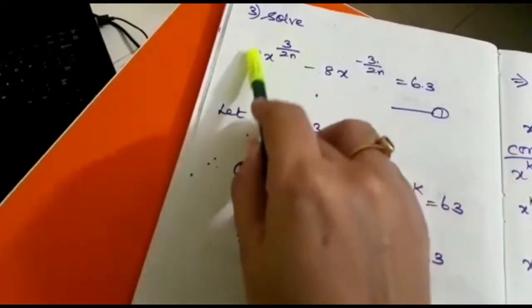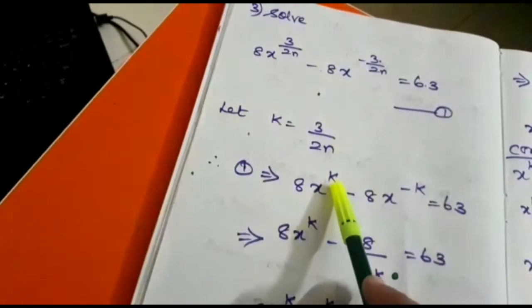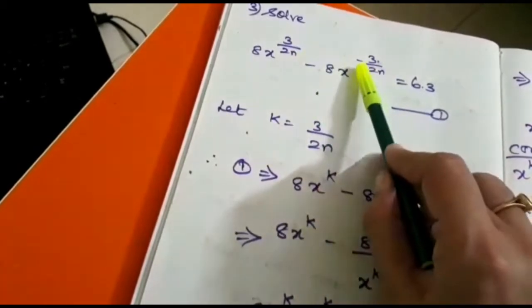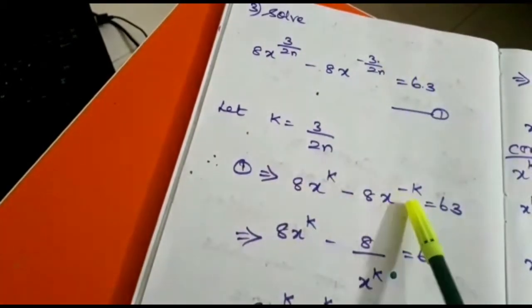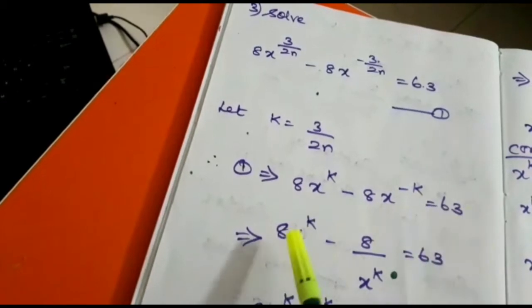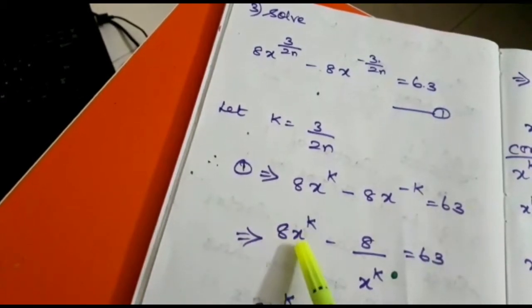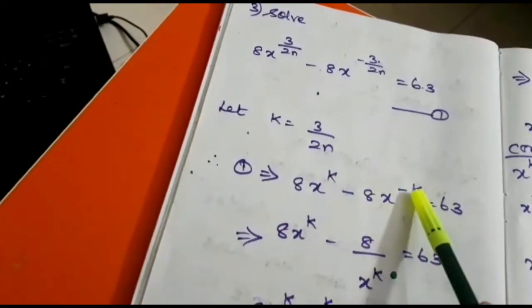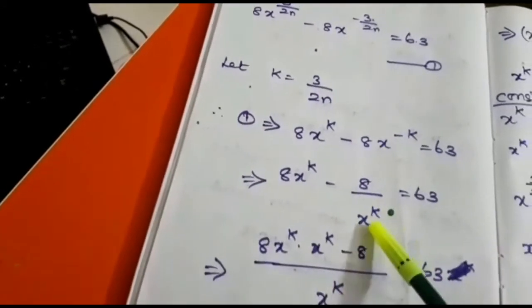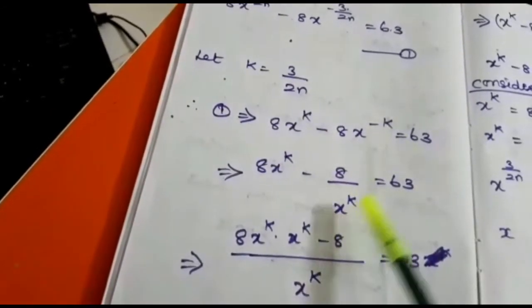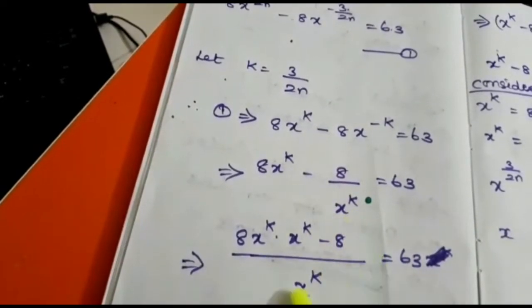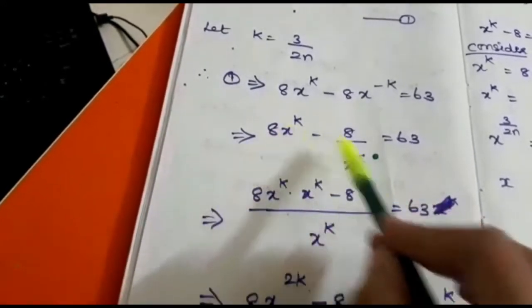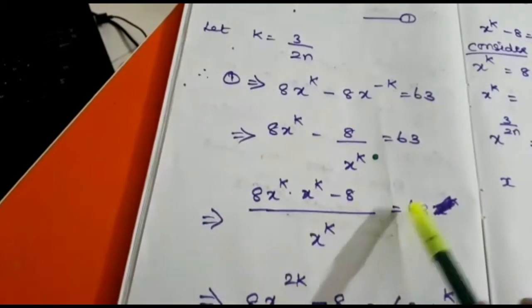So this term will become 8x^k minus 8x^(-k), because instead of 3 by 2n I have minus 3 by 2n, is equal to 63. Which implies 8x^k minus 8 by x^k. If I want to take this term to the denominator, the negative will be positive. The negative term will become positive, equal to 63. I can take x^k as LCM.